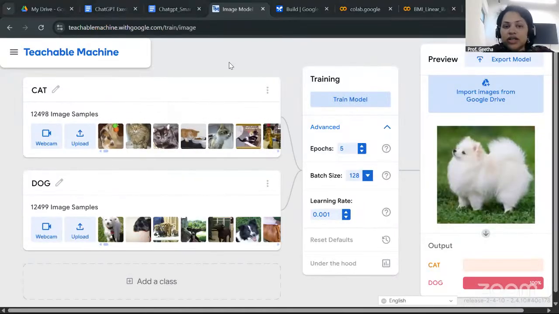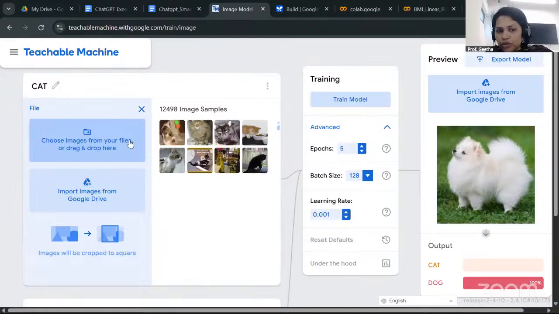Okay, so here you can see, when you just open Google and type Teachable Machine, you will find something very interesting. Here, as I said, I have the categories cat and dog, and here you can see the upload button. Since it takes time, I have already uploaded certain images here. I'll tell you how it is actually working. You can just use the upload, and I've already uploaded images.